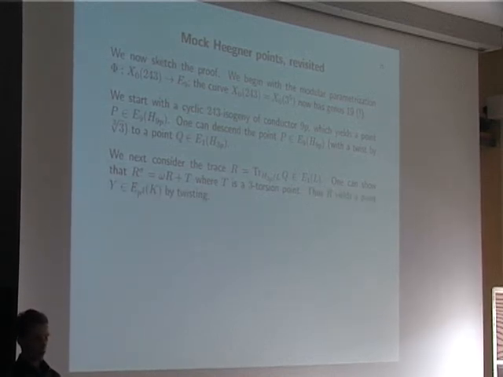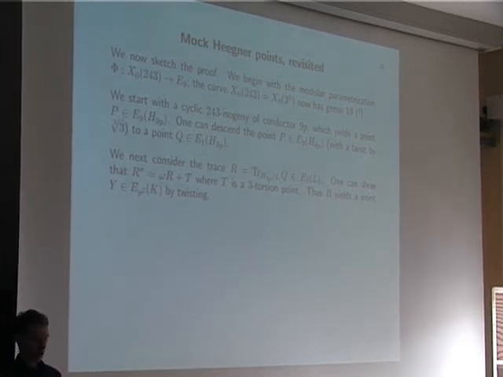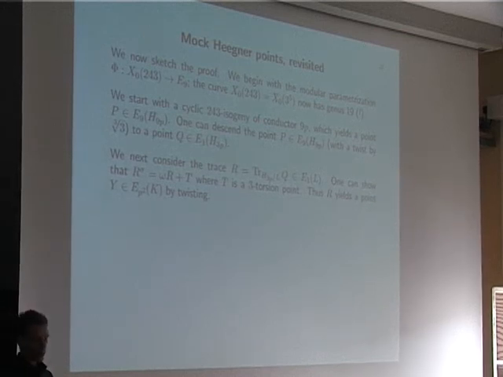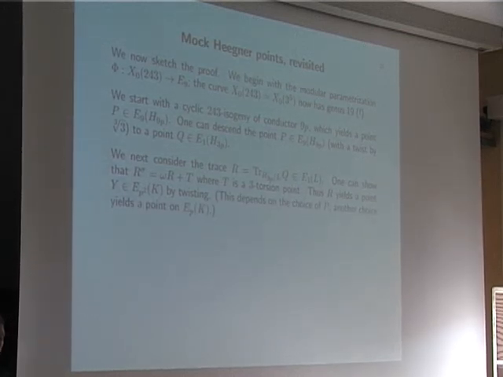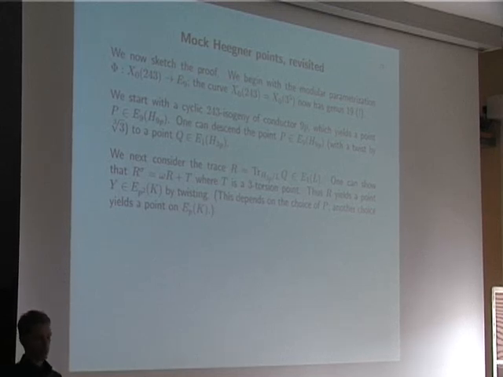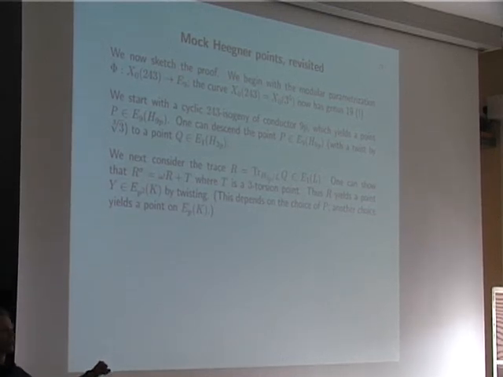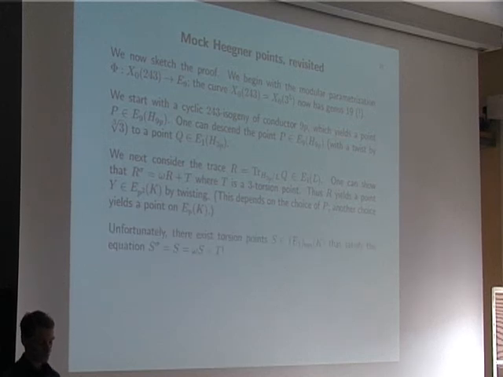Okay, so you take this point r, and in this particular example, you get a point on E_{P squared} of K, or if you take a different isogeny, you get a point on E_P of K, just by taking the twisted trace. And whether or not you get a point on E_{P squared} or E_P depends on this original choice of isogeny. So we have lots of possibilities for the choice of a cyclic isogeny of 243. So that gives us the difference between P and P squared.